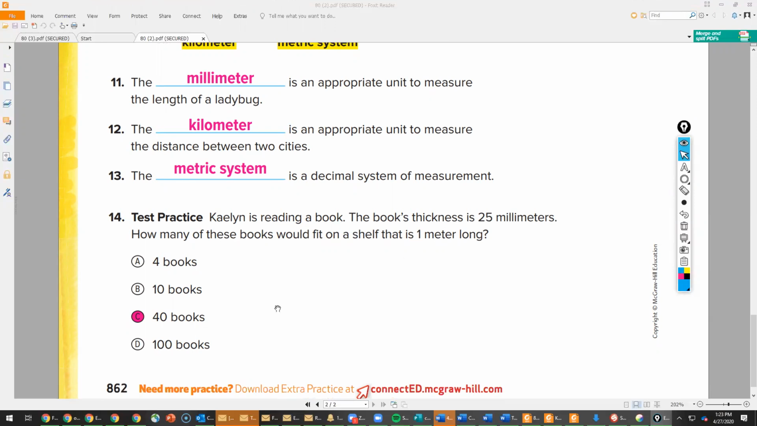What you needed to do here, boys and girls, is you needed to remember that 1 meter is going to equal 1,000 millimeters. If you knew that, then you could take your 1,000 millimeters and divide by 25, which is the thickness of the book. So how many 25 millimeter thick books will we be able to fit in 1,000 millimeters? And the answer is 40 books.